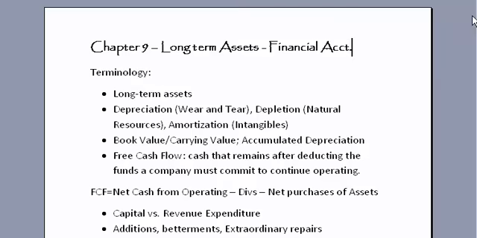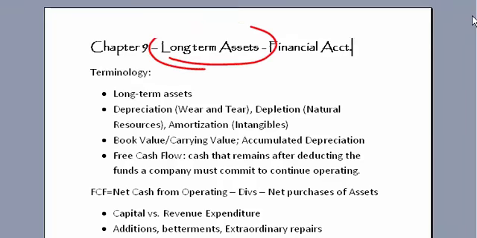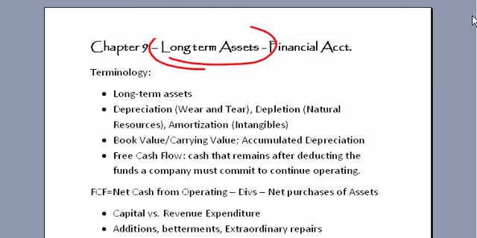Chapter 9 is all about long-term assets. By definition, assets are resources used to generate income in future periods. What makes them long-term is that these are assets that we're going to hold at least 1 year. So current assets are less than 1 year, one operating cycle. Long-term are greater than 1 year.